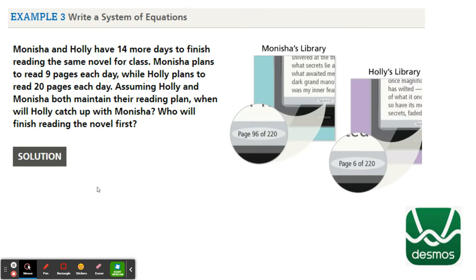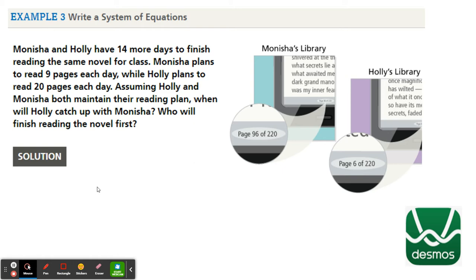It says Manisha and Holly have 14 more days to finish reading the same novel for class. Manisha plans to read 9 pages each day, while Holly plans to read 20 pages each day. Assuming Holly and Manisha both maintain their reading plan, when will Holly catch up with Manisha? Who will finish reading the novel first?